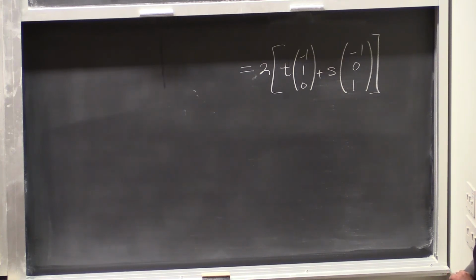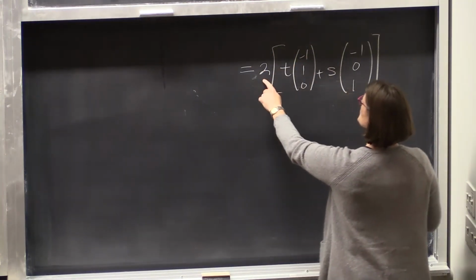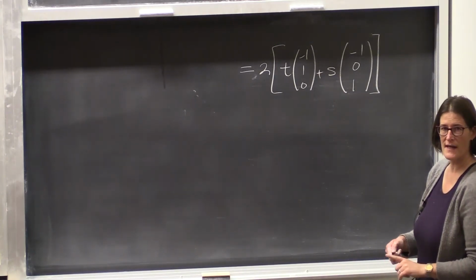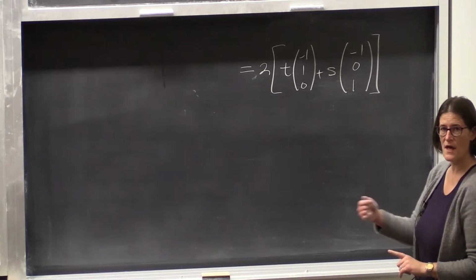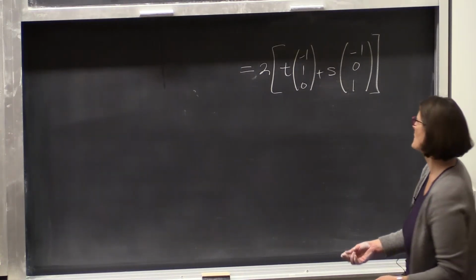Am I happy? Yes. Because the matrix times that vector equaled 2 times that vector. A linear combination of eigenvectors will be another eigenvector as long as they have the same eigenvalues.